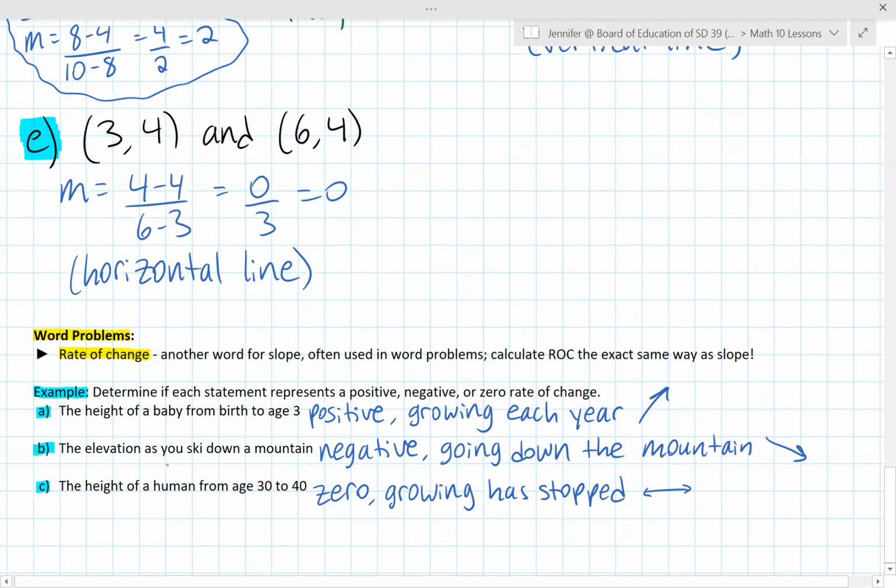Second example, the elevation as you ski down a mountain, we can assume that would be negative because you're going down the mountain. Another example, the height of a human from age 30 to 40. This would probably be a 0 rate of change because you're not really growing when you're age 30 to 40. So your growing has stopped and it would be flat because your height is not changing. So that is our introduction to slope and rate of change, how we can calculate slope from a graph or from a set of points, and how we can understand rate of change in real world application.